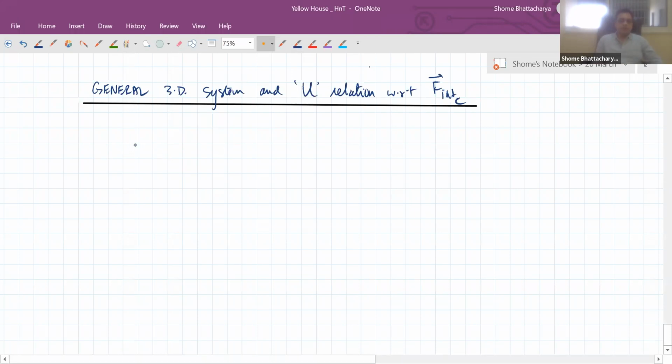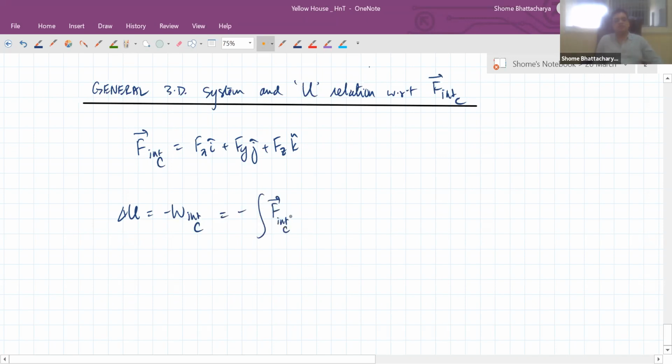So what happens is that in a 3D system, my internal conservative force has all three components, Fx, Fy, and Fz. And we know that change in potential energy is defined as the negative of work done by the internal conservative force, or minus the integration of F internal conservative dot ds. So you can also say that in a small displacement, the change in potential energy dU is minus F dot ds, where F is this internal conservative force. So this equation now results in this. I'll be substituting this value of force with all three components.